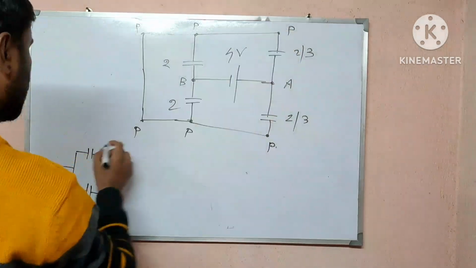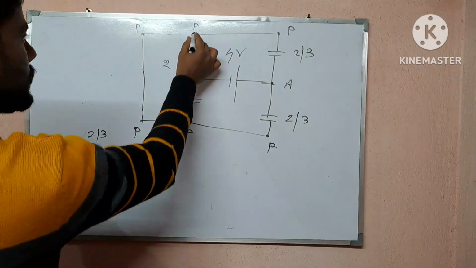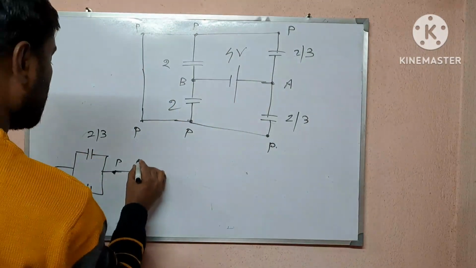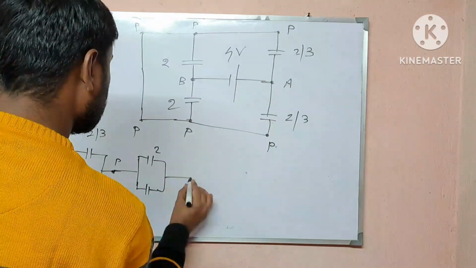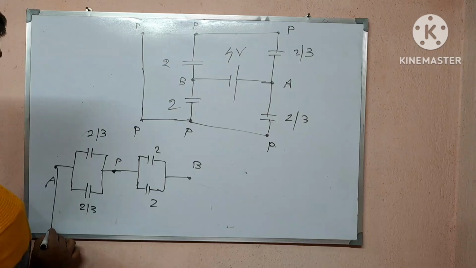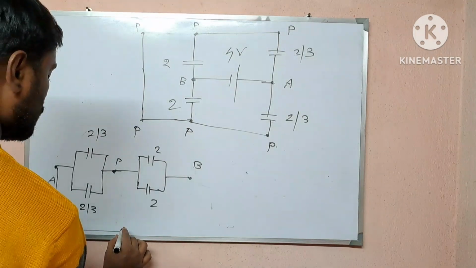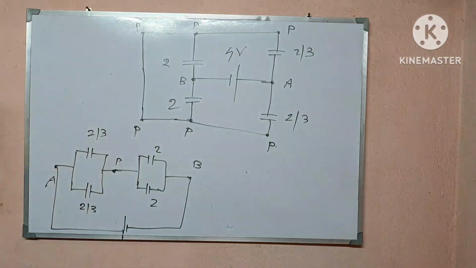So A to P, 2 by 3, 2 by 3. B to P, 2. This is another 2. This one is B. This is also 2. Now let's also connect the battery here. So that is the circuit. Is there anything?